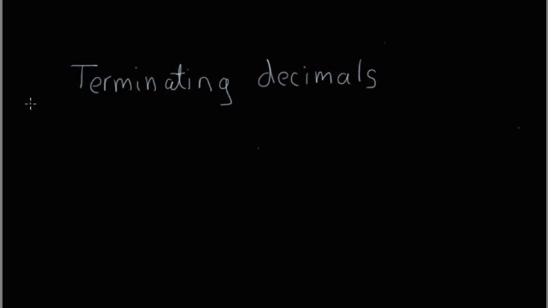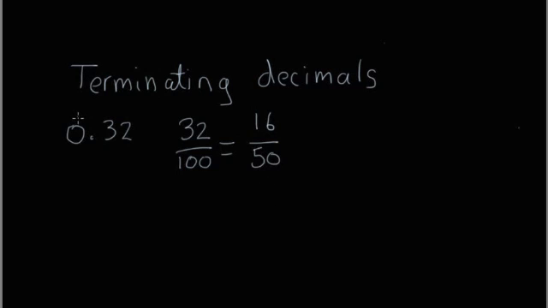These are decimals that, for example, 0.32. It's got a finite number of digits. Now these can be easily put in terms of a fraction. So we would do 32 over 100. And if we can simplify that down, that would be dividing the top and the bottom by 2. That would be 16 over 50.